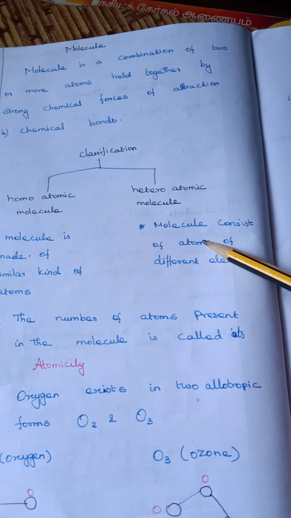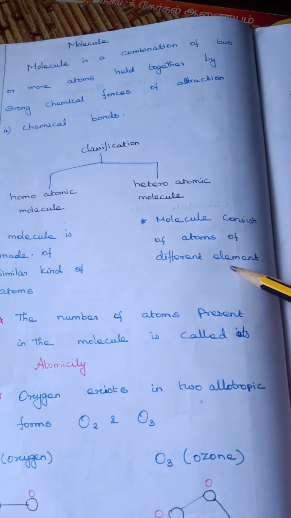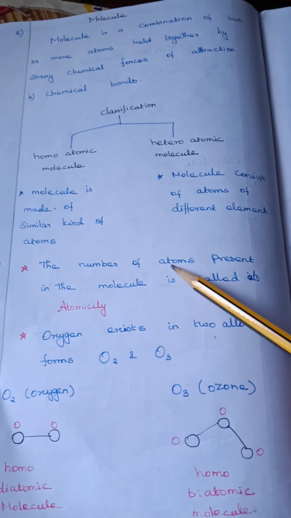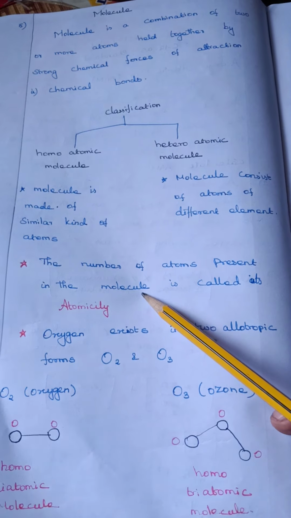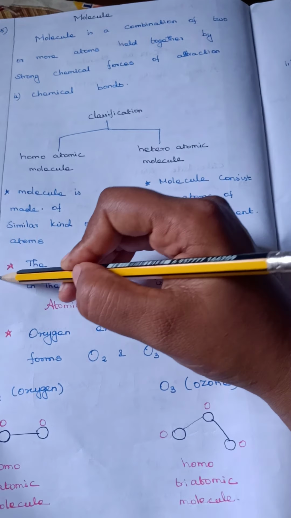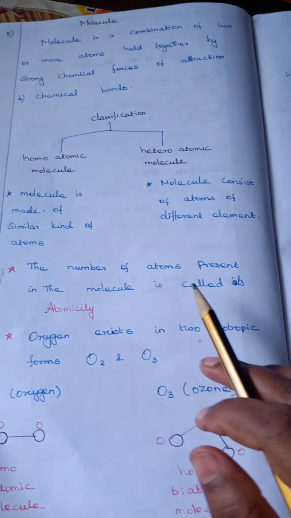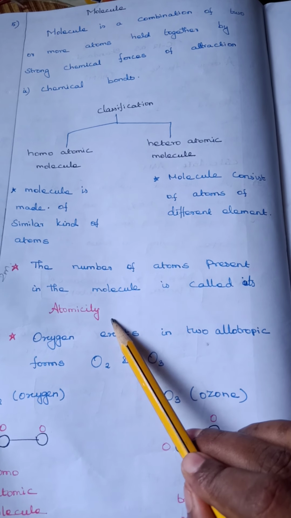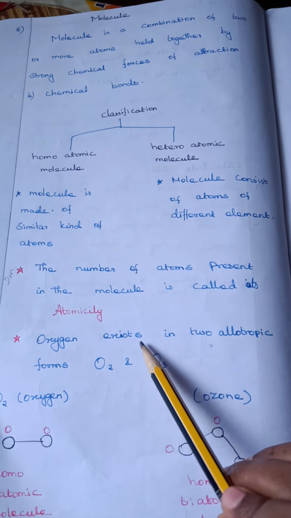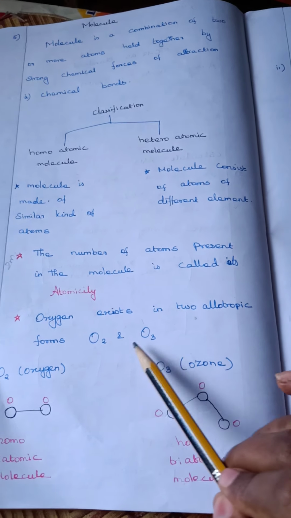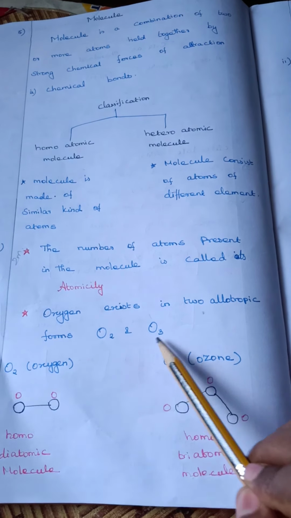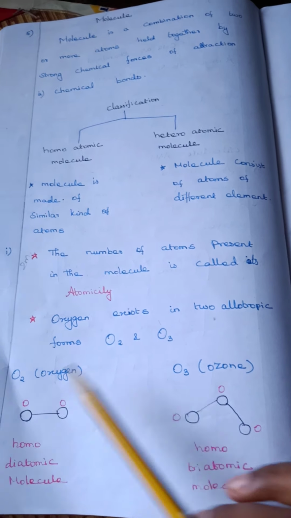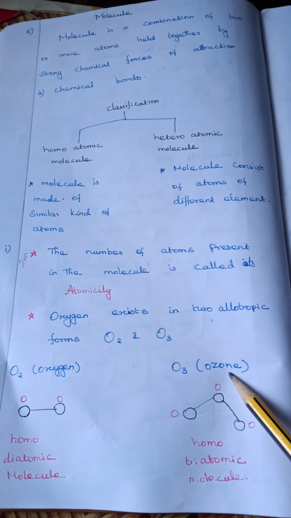The next one, a heteroatomic molecule, consists of atoms of different elements. Then the next one, atomicity. This is a very important 2-mark question. The number of atoms present in the molecule is called atomicity. Oxygen exists in two allotropic forms, O2 and O3. O2 is oxygen, and O3 is ozone.